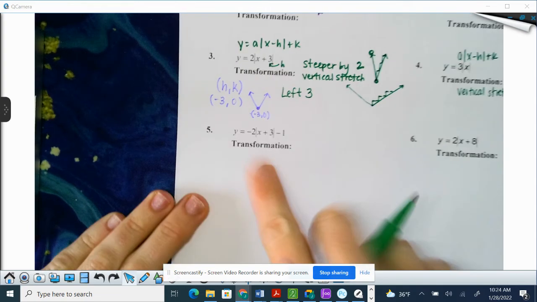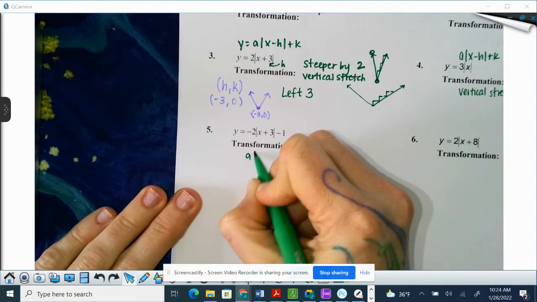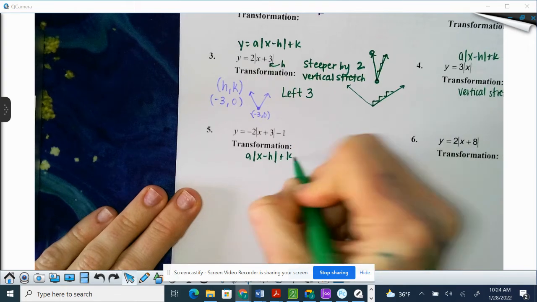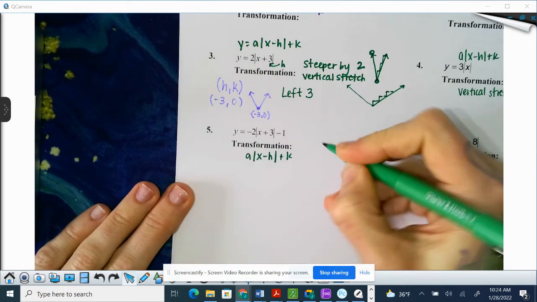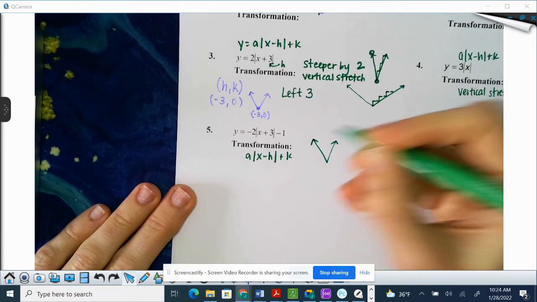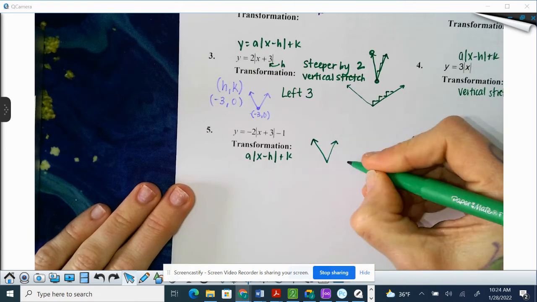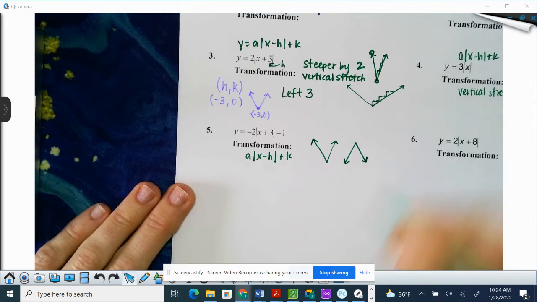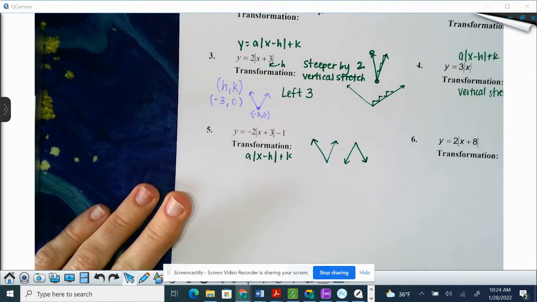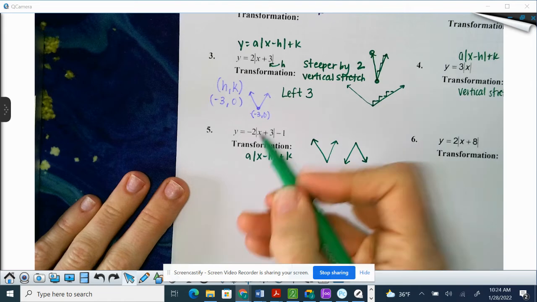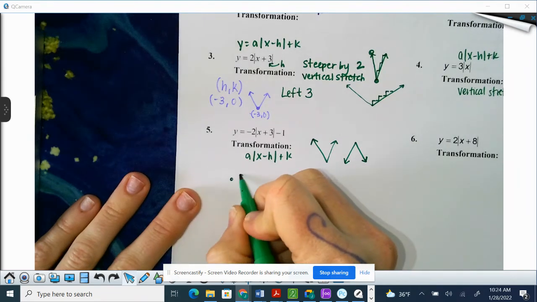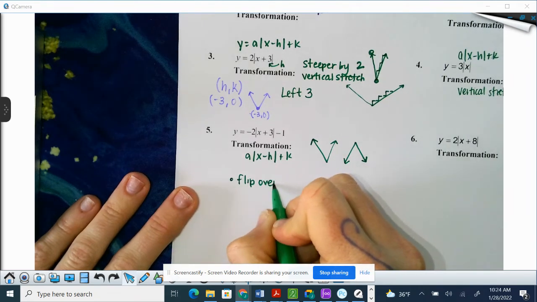Number 5, a(x - h) + k. Now, there's that minus. So that means this, I want to call it a parabola, absolute value, instead of going like this, turns into one of those. Just like a quadratic equation. Instead of a positive, it becomes a negative because there's a negative in the front.